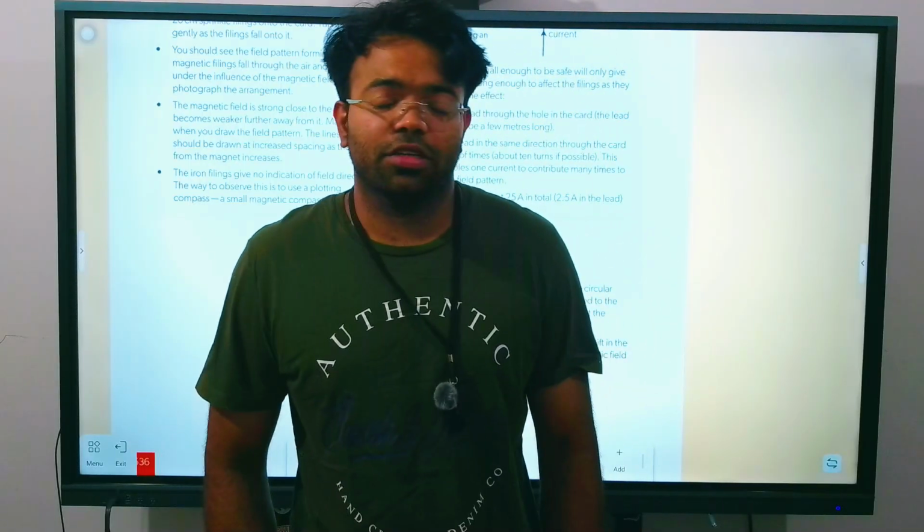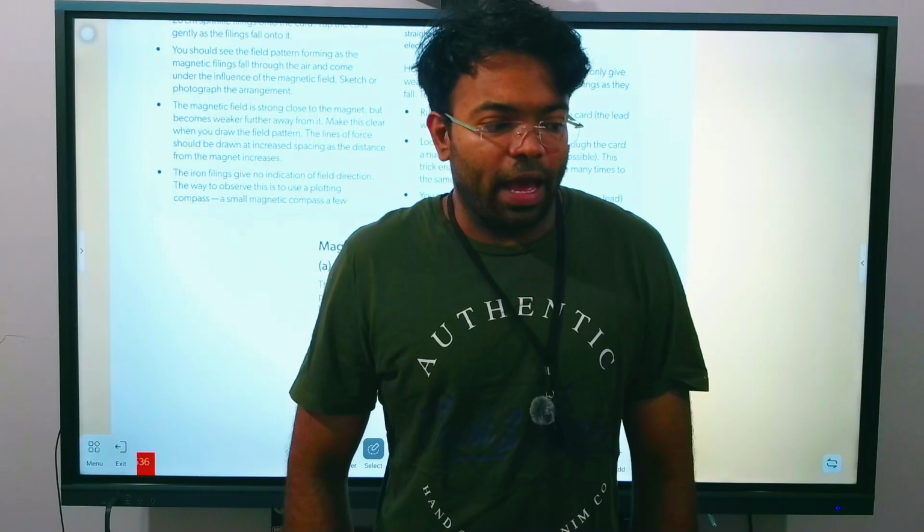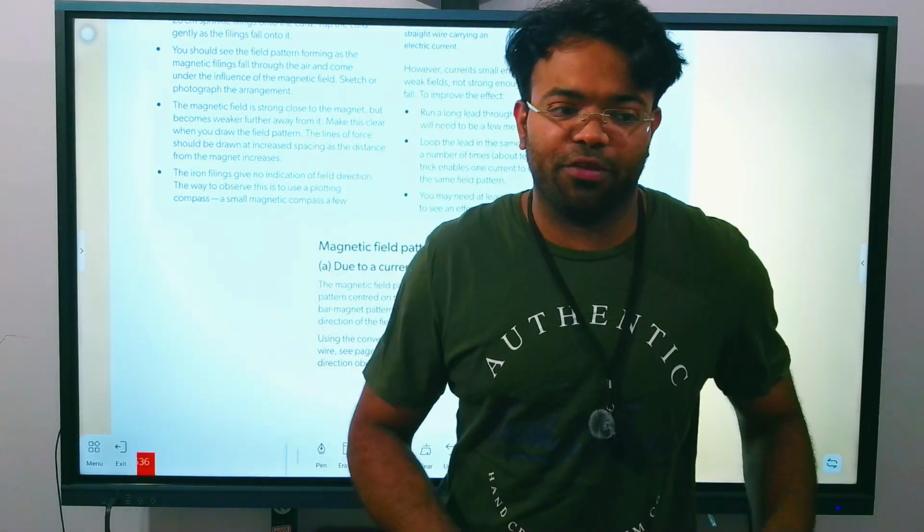Today we are going to do class IB Physics, class 11. The name of the chapter is Electric and Magnetic Fields, and we are going to do the fourth part of electric and magnetic fields.